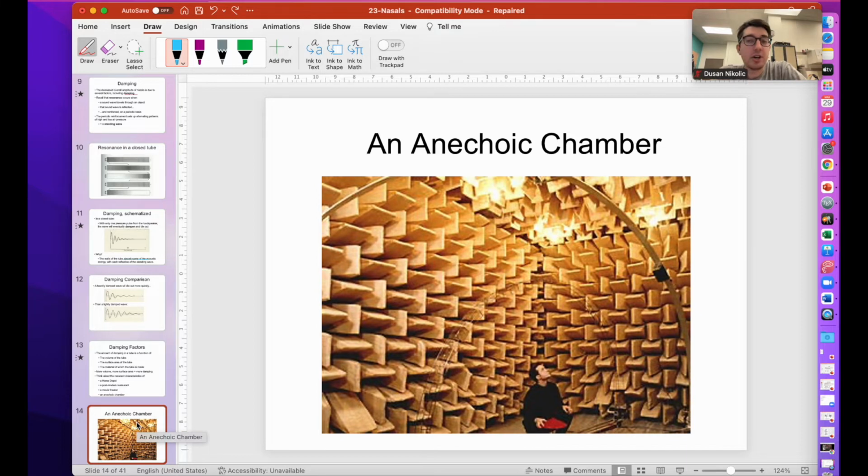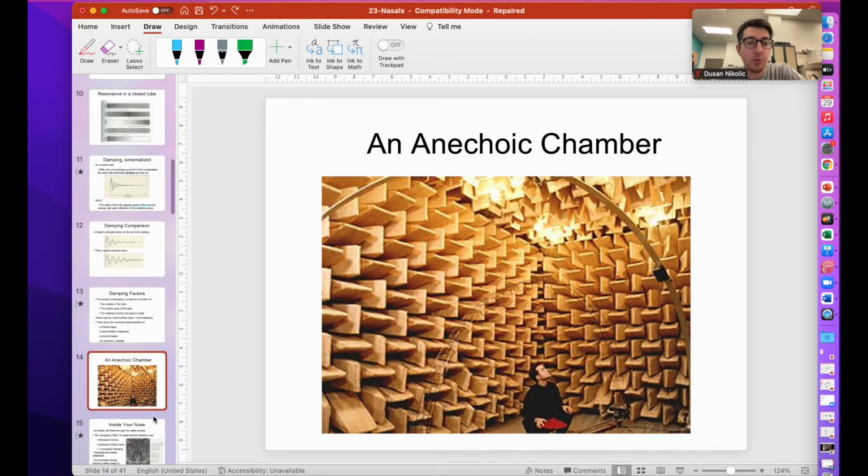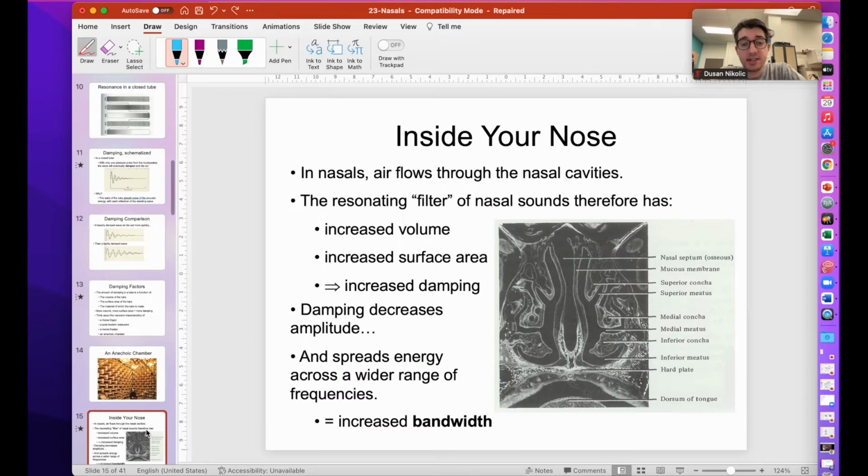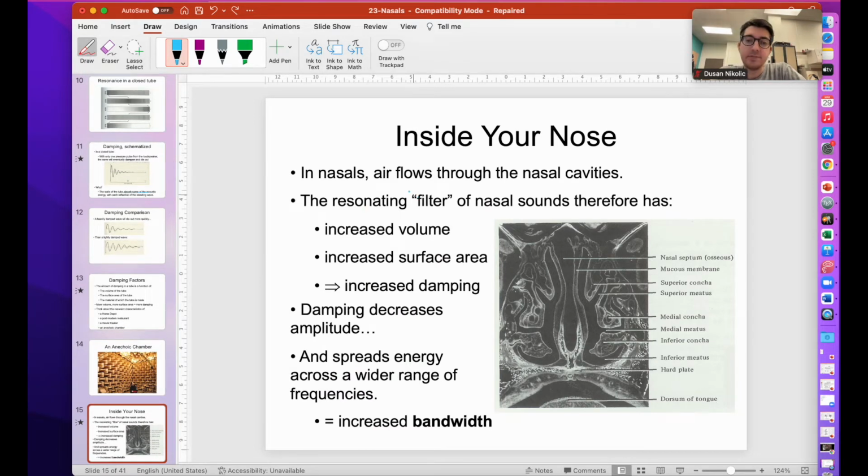why are we talking about this at all, right? Why is this important? Well, your nose is something like an anechoic chamber. Air flows through the nasal cavity, right? So it goes through your nose, and the resonating filter on nasal sounds has, for example, increased volume, increased surface area. But the resonating filter of nasal sounds also has increased damping. Why is that so? Well, because of the material that your nose is made from. So it has some kind of mucus, it has septum, it has soft tissue.